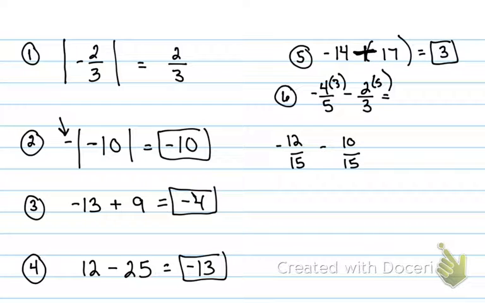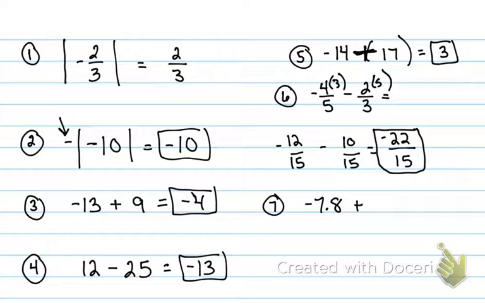All right. Now I need to ask myself, same sign or different? Same sign, add and keep, negative 22 over 15. You can leave it improper as long as it is reduced. Is it reduced? Simplified as much as possible? Yes. Okay, there's no factor that can go into both. All right, so that's number 6. Let's look at number 7 now. We have negative 7.8 plus 3.6. All right, I want you to go ahead and try to solve that one.